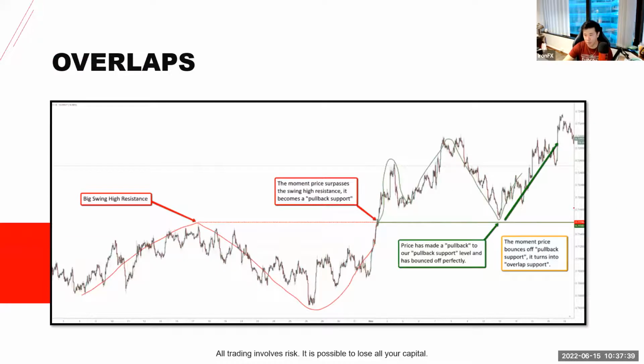Overlap is what happens when price bounces from a pullback. Remember, we have a nice big resistance over here. Price breaks out, and when it finally pulls back, it pulls back here. When the pullback bounces, it becomes an overlap. Got it? That means price has respected the level one time from the bottom and one time from the top.